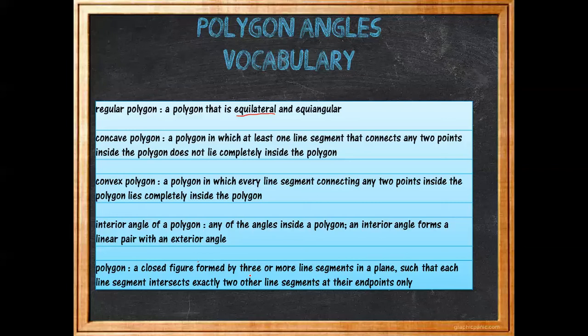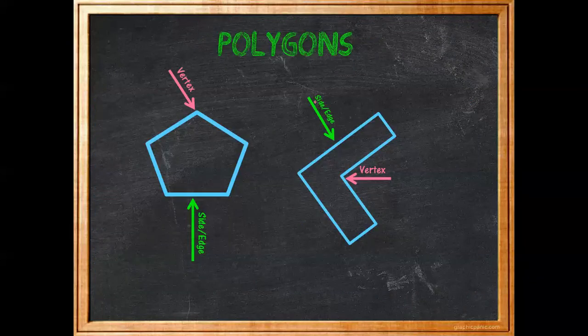A polygon is a closed figure formed by 3 or more line segments in a plane such that each line segment intersects exactly 2 other line segments at their endpoints only. So here are 2 examples of a polygon. This is the vertex, where any 2 lines meet. So these all would be vertices right here. The sides and the edges are all of these right here. For this one, the sides and the edges are any of the lines, and the vertex would be any point where the 2 lines are meeting.